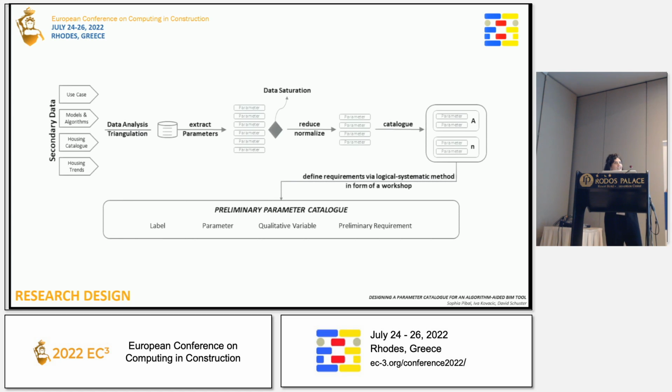So they are clustered in the form of a spreadsheet, and then we segregated it into superordinate categories. So we had a room level, a dwelling unit level, and a building unit level. And we had our labels, we had our parameters, we had our qualitative variables, and also the preliminary requirements, but I will get to that a little later on.